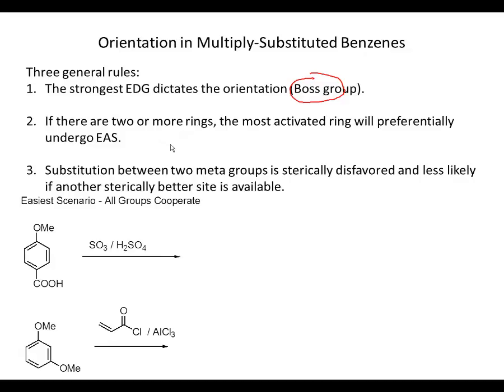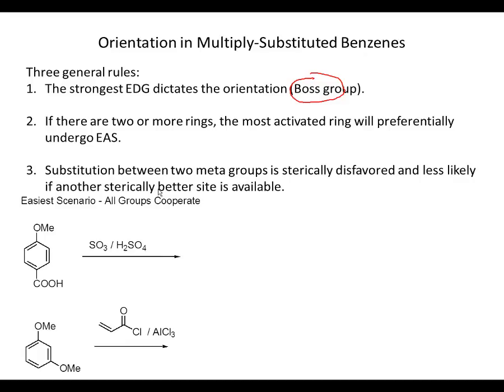And finally, if we have two groups that are meta to each other, it's unlikely that the substituent is going to prefer to go here due to steric reasons. However, if this is the only type of position you have, this is where it usually goes. But sterically, this position's disfavored.